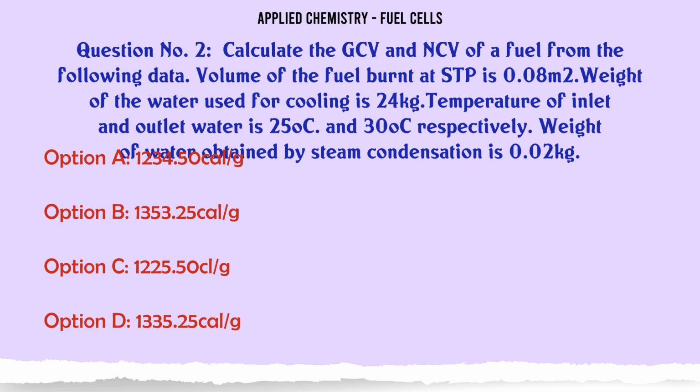Volume of the fuel burned at STP is 0.08 m³. Weight of the water used for cooling is 24 kg. Temperature of inlet and outlet water is 25 °C and 30 °C respectively. Weight of water obtained by steam condensation is 0.02 kg.